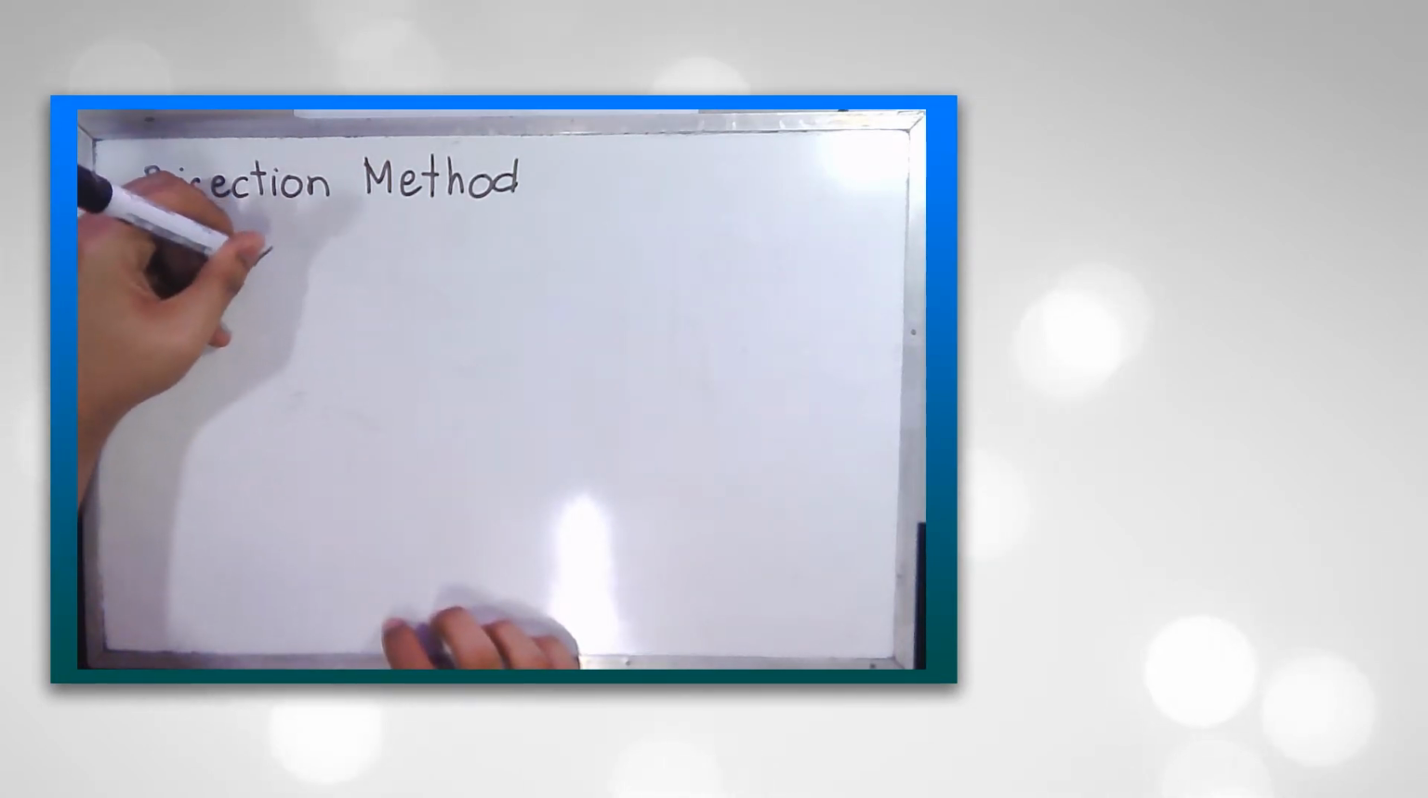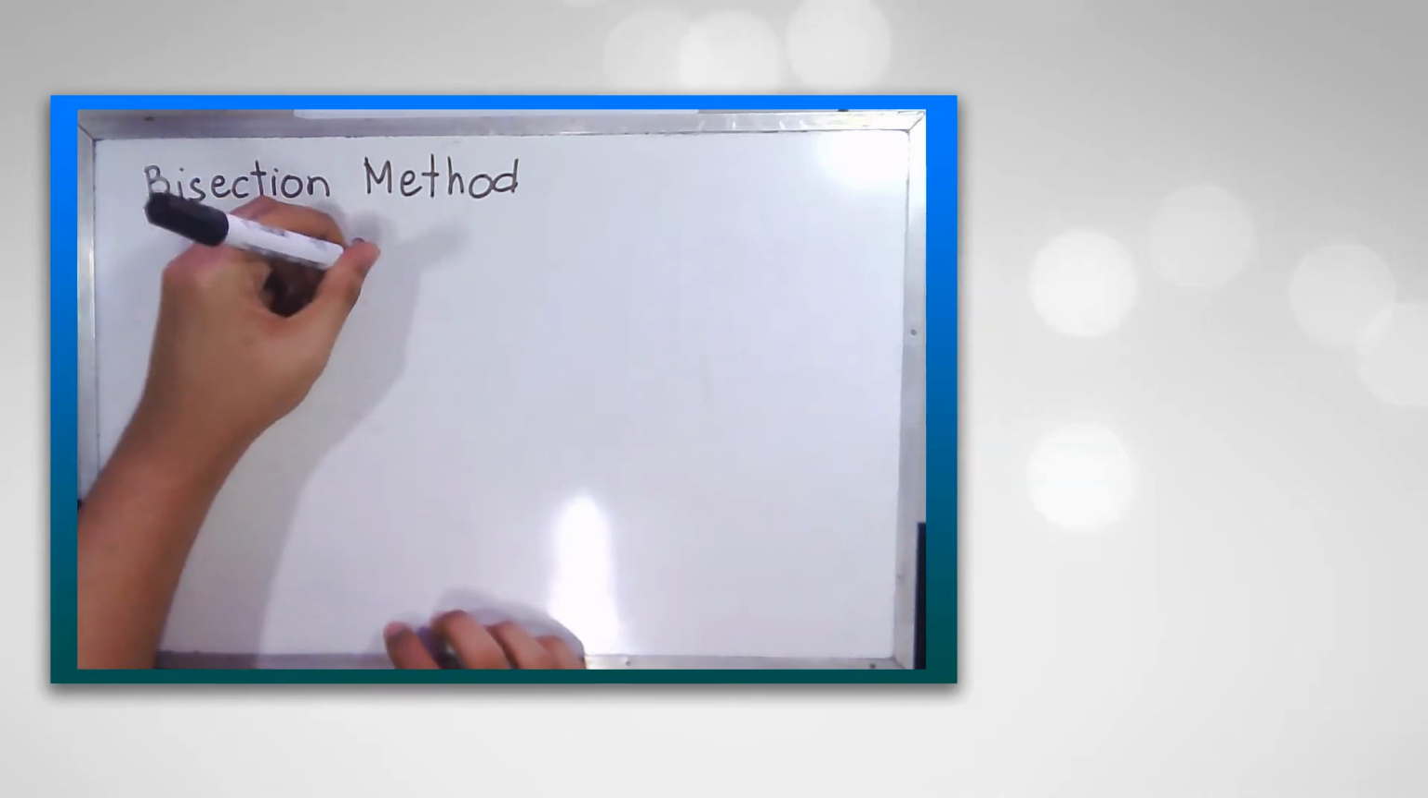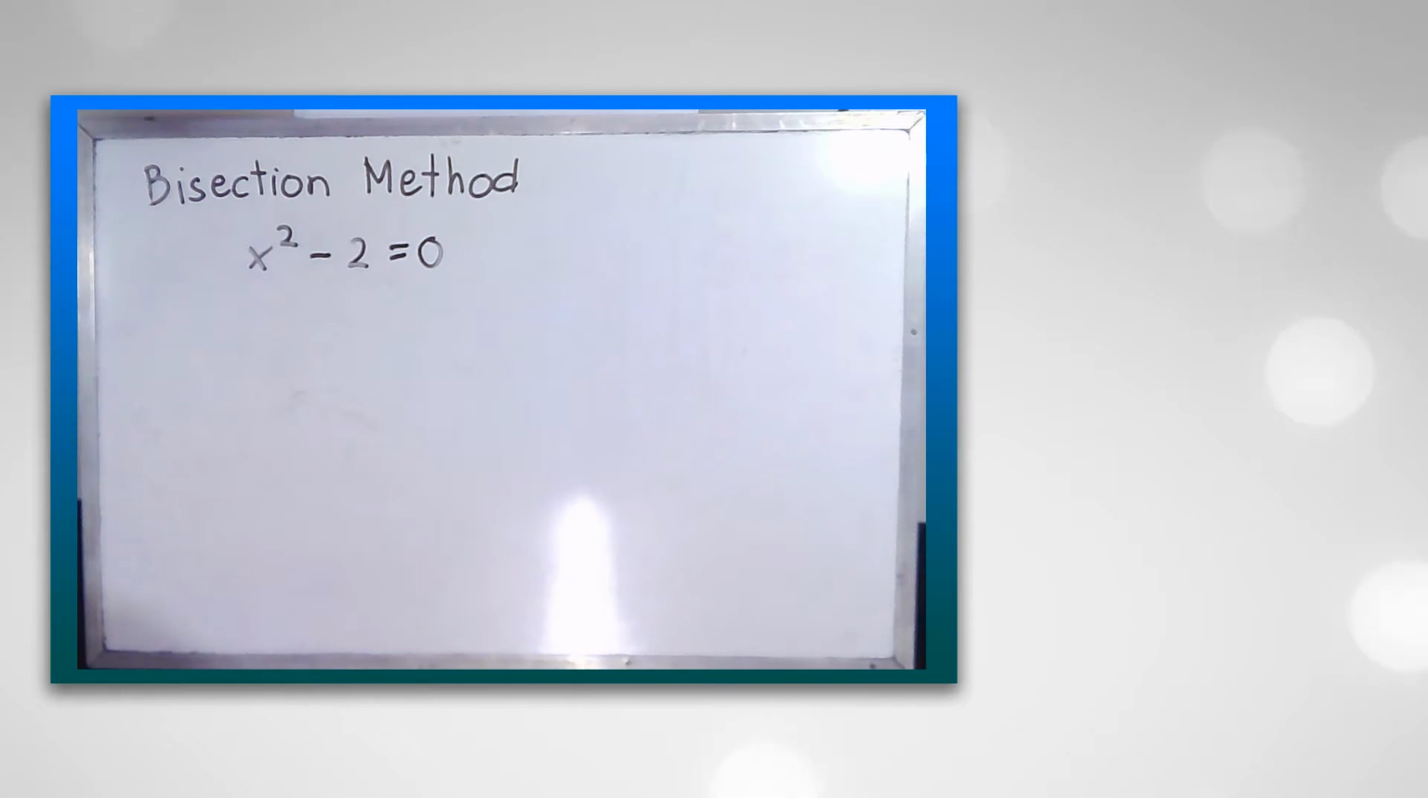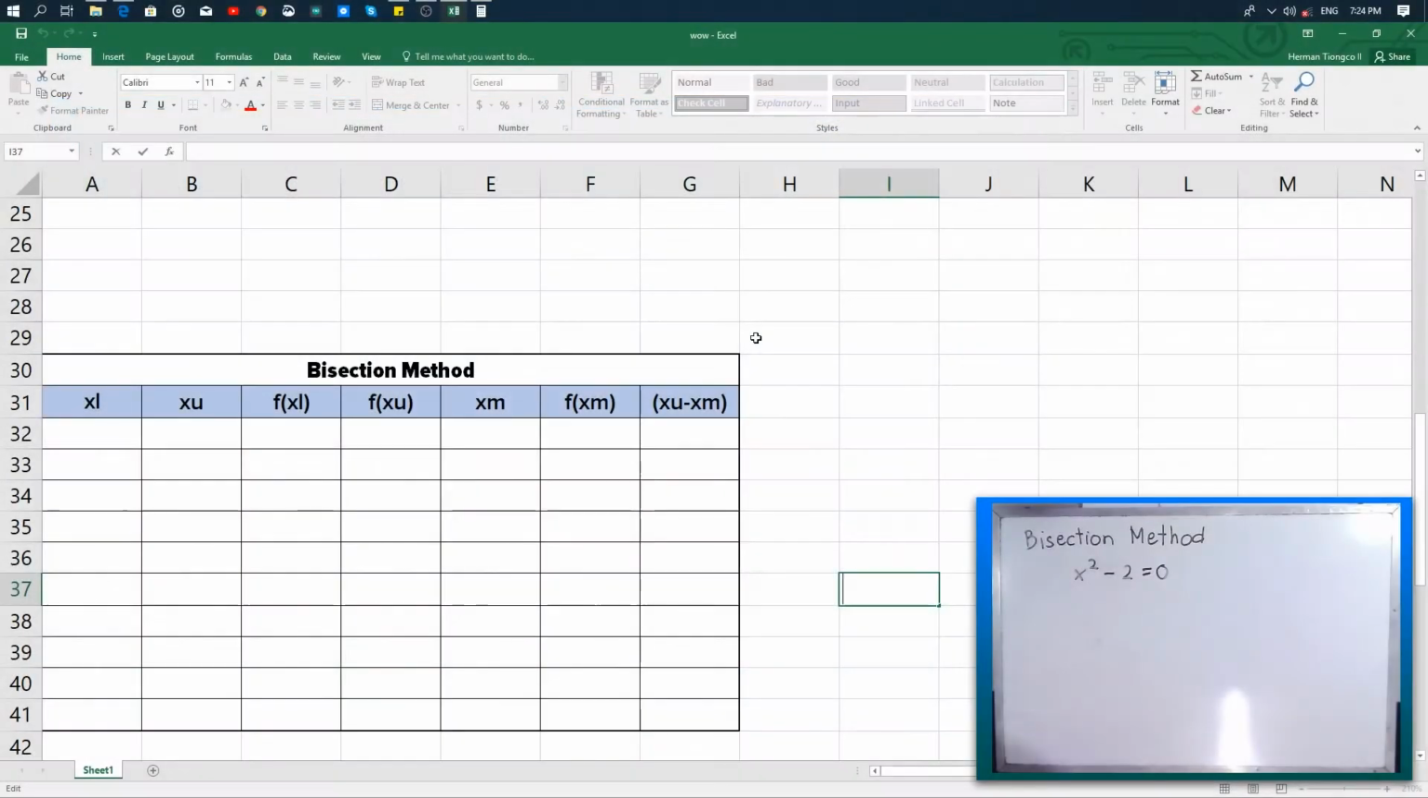So the equation we will be solving is x squared minus 2 is equal to 0. If we rewrite the equation, this is simply x is equal to square root of 2. So what we'll be finding right now is the value of square root of 2. What you now see on the screen is the table we will use for the bisection method. We have the columns x sub l, x sub u, f of x sub l, f of x sub u, x sub m, f of x sub m, and x sub u minus x sub m. So we will just simply insert the values and then compute for the x sub m and repeat the steps.